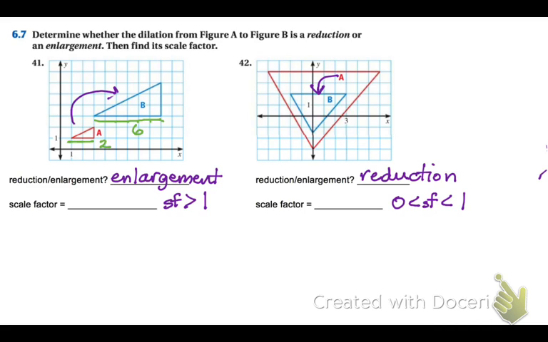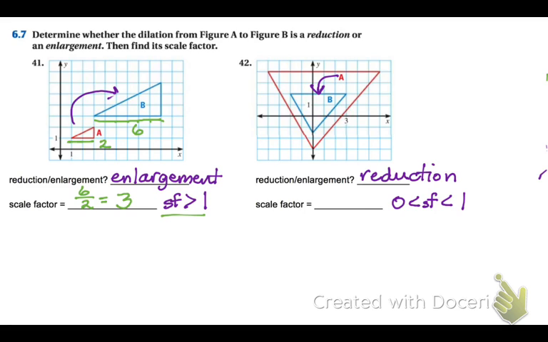6. So we know that our scale factor has to be greater than 1. If I make it 2 over 6, that's not going to be greater than 1. That's going to simplify to 1/3. But 6 over 2 is going to give us a scale factor of 3. And that is greater than 1.